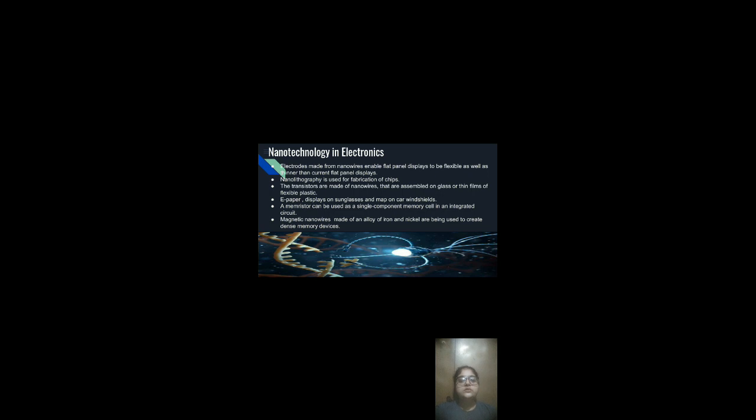Okay, so second point is nanolithography is used for fabrication of chips. Then the transistors are made of nanowires that are assembled on glass or thin films of flexible plastic. Then e-paper displays on sunglasses and maps on car windshields. Then a memristor can be used as a single component memory cell in an integrated circuit. Then the last one is magnetic nanowires made of an alloy of iron and nickel are being used to create dense memory devices.